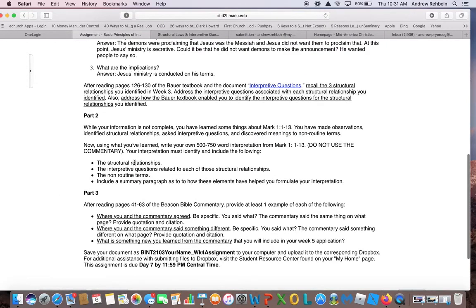In part 2, now you're writing more of a formal narrative kind of paper. And so you're going to write a 500 to 750 word interpretation. You're weaving together the findings of your non-routine terms, the structural relationships, and the different things that you've observed so far about Mark chapter 1. And you are going to include those in more of a paragraph type format for part 2.